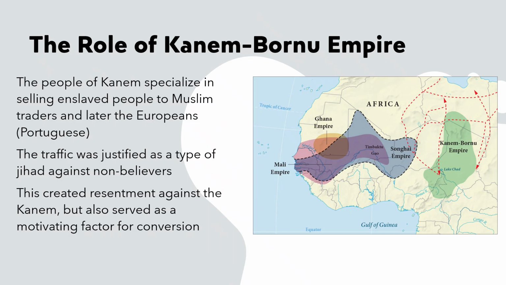We're going to talk now about the role of the Kanem-Bornu Empire as it relates to the African slave trade. This is a map, and you can see there are other empires that we've already talked about in this class, like the Mali Empire and the Songhai Empire, and now we're going to talk about a more centrally located North African empire, the Kanem-Bornu.